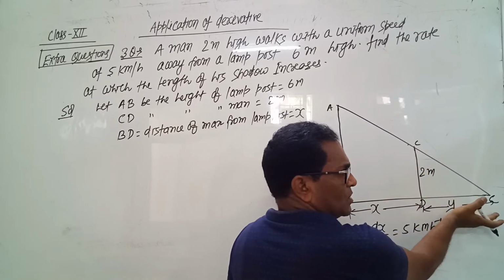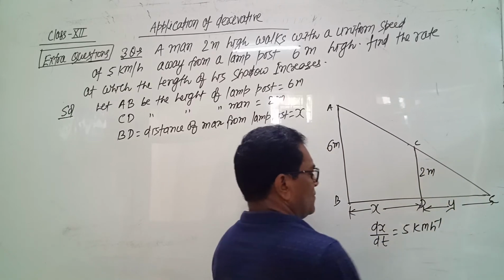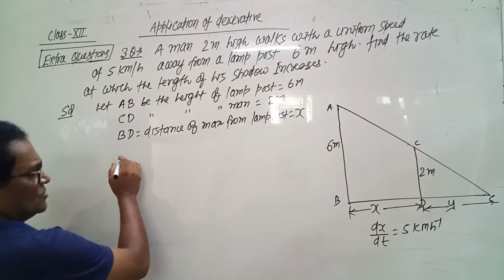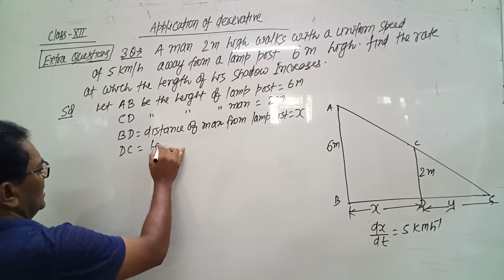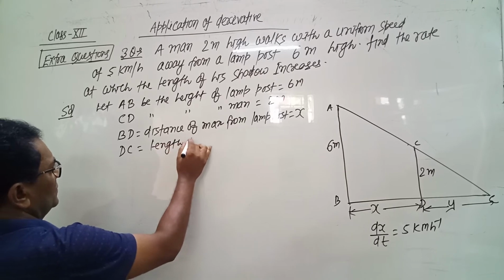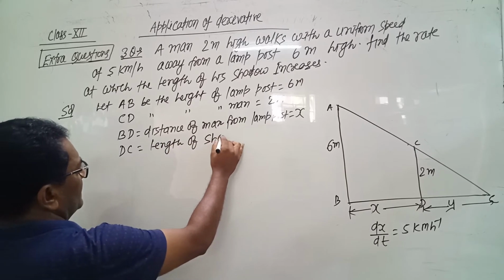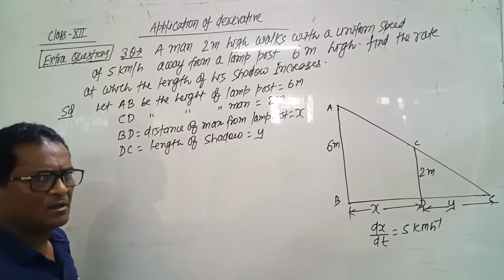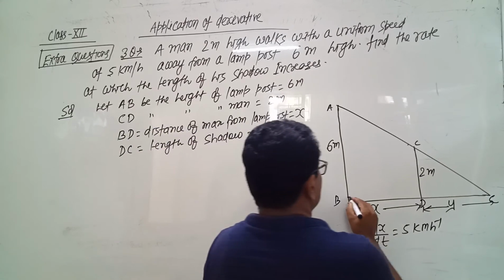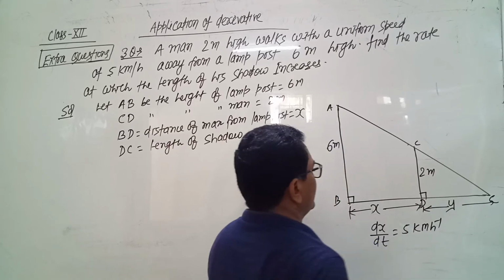Man का shadow base पे आएगा. Y is the length of shadow. So DC is the length of shadow, equals to Y. This angle is 90 degree. This is also 90 degree.